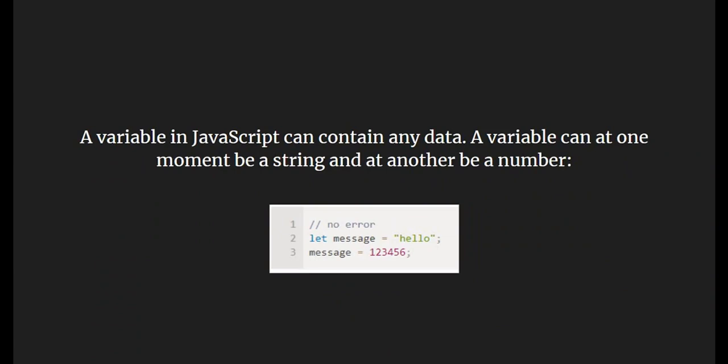Now, a variable in JavaScript can contain any data. A variable can at one moment be a string, and at another it may be a number, right? You can define variables, and you can change them entirely. If you have given a variable name first which stores a string, and later you want to modify it to a number, you can also do that, because in a variable you can change all the things there.